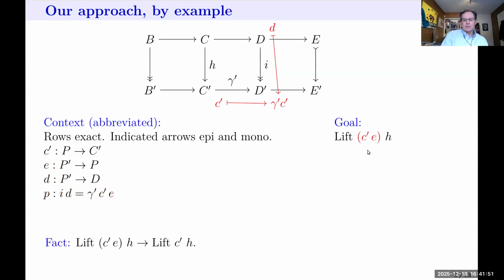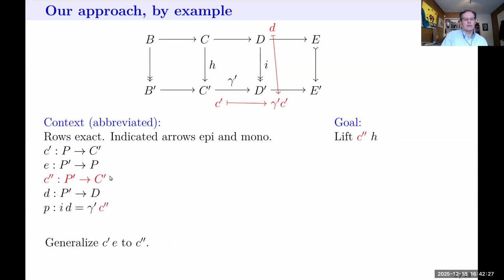Now, the only thing I'm changing at this stage is this one spot. You can show that if you want to lift C prime, it's enough to lift C prime precomposed with any epi. So that's an easy lemma. And now if you look at what's going on, we see C prime composed with E in 2 places. So we can generalize that. If I want to prove this goal for this particular composite, it would be enough to prove it for any generalized element with domain E prime. So I generalize that to a new term, and I also generalize it here.